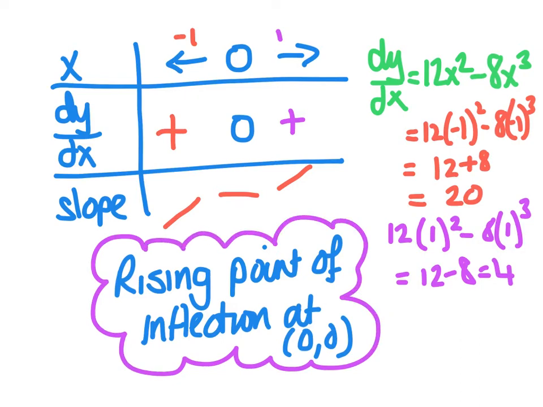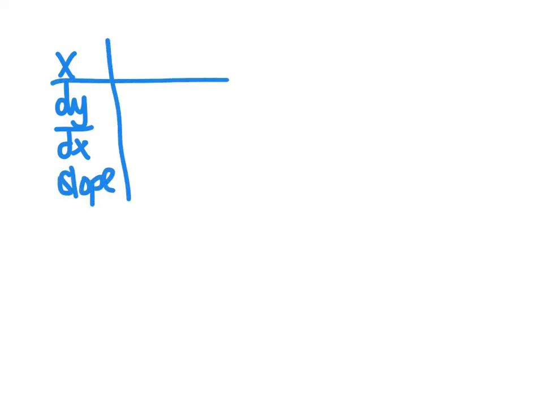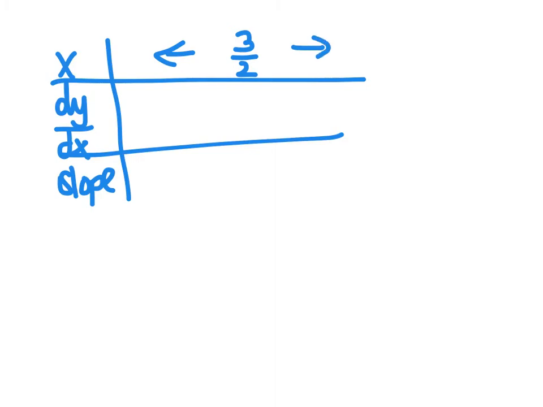Now let's go back and look at the second. So the second point, x was equal to 3 over 2. And again, I'm going to need a table with x, dy by dx, and the slope. I'm going to have 3 over 2, a little bit less than, and a little bit more than. We know that at 3 over 2 our gradient is 0. A little bit less than 3 over 2 could be 1. And actually we already worked out in the previous example that gave us a positive gradient.